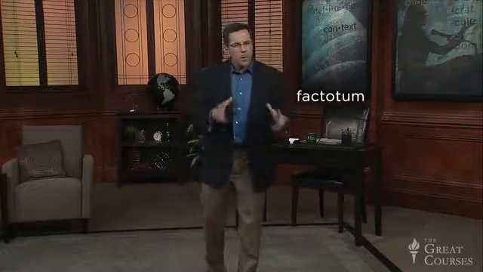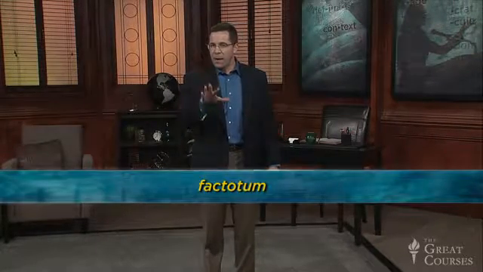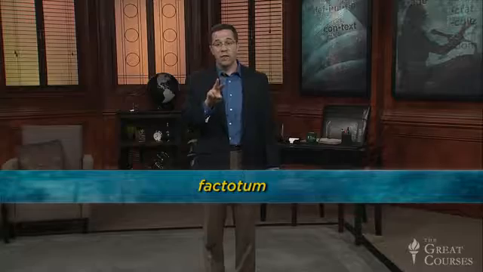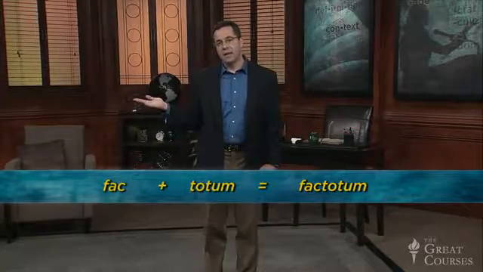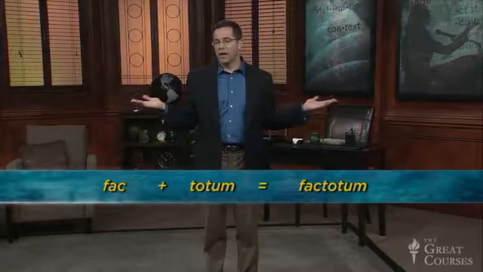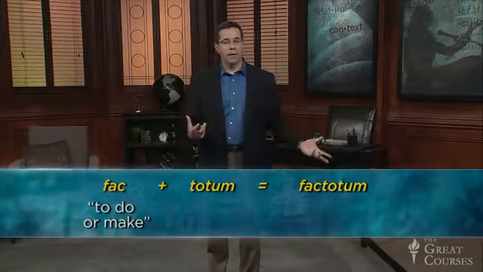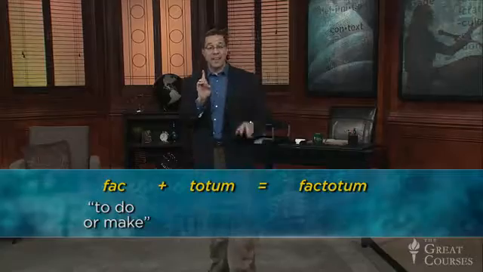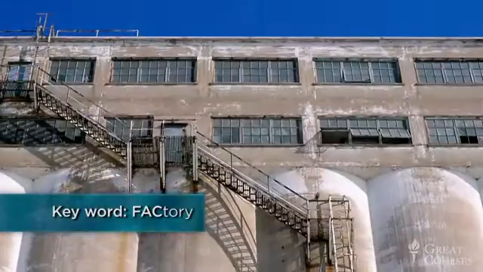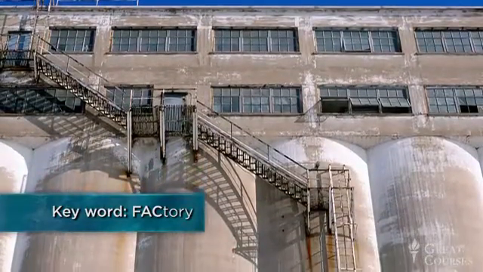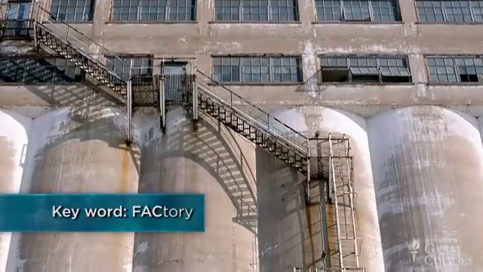To illustrate this further, let's return to a word we explored in Lecture 1, factotum. Do you remember what a factotum is? How do we break the word down in order to understand its meaning? If you remember, we analyzed factotum into two morphemes, FAC and totum. FAC is from the Latin word facio, which means to do or make. You may remember this because I connected it to a keyword, factory, with the Latin root FAC. A factory is a place that makes things.